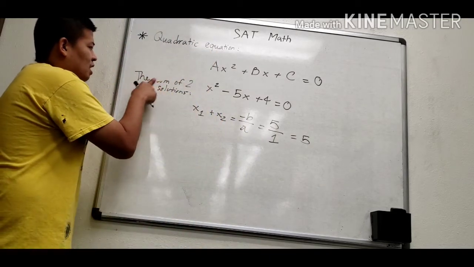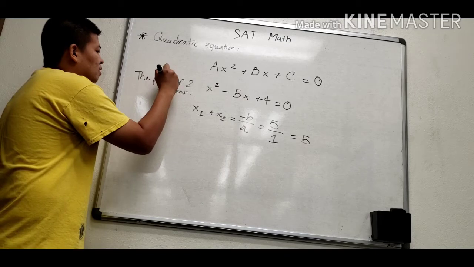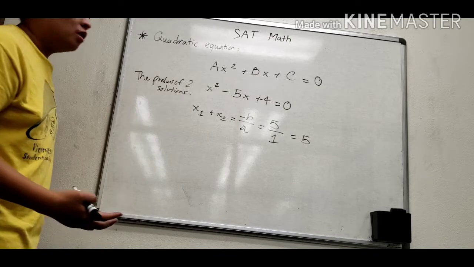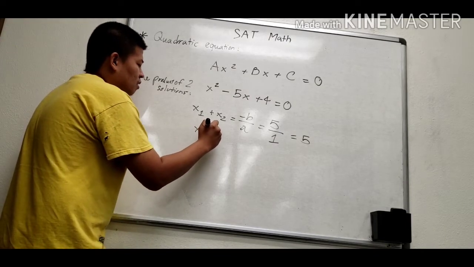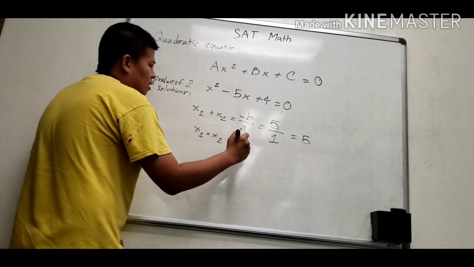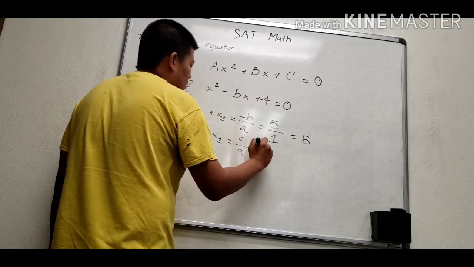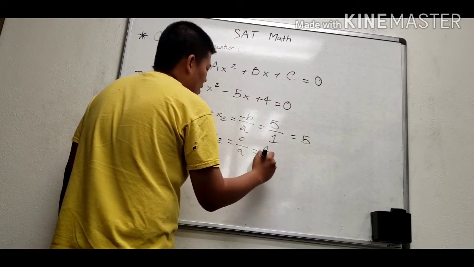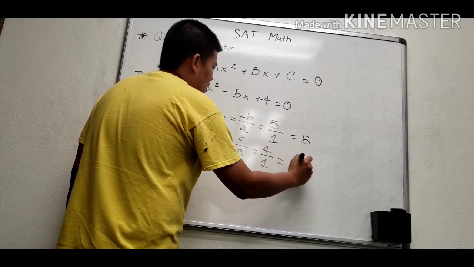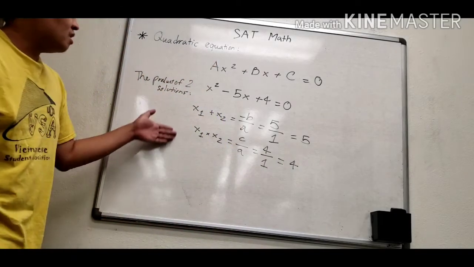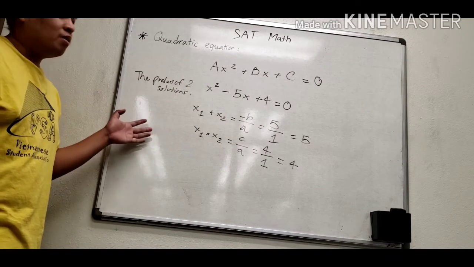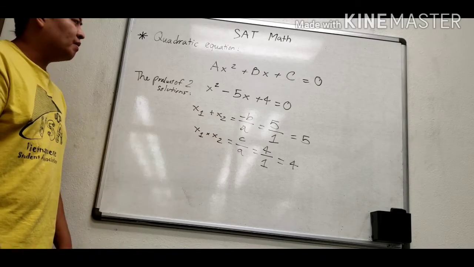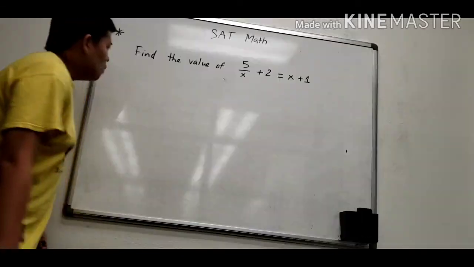If the question asks about the product, that is the two solutions multiplied. So we have x1 multiplied by x2, which is c over a. Here c is 4 and a is 1, so we get 4. This technique is so important because you don't need to find the solutions. You just have the formula, apply it, and you can get the result very fast.